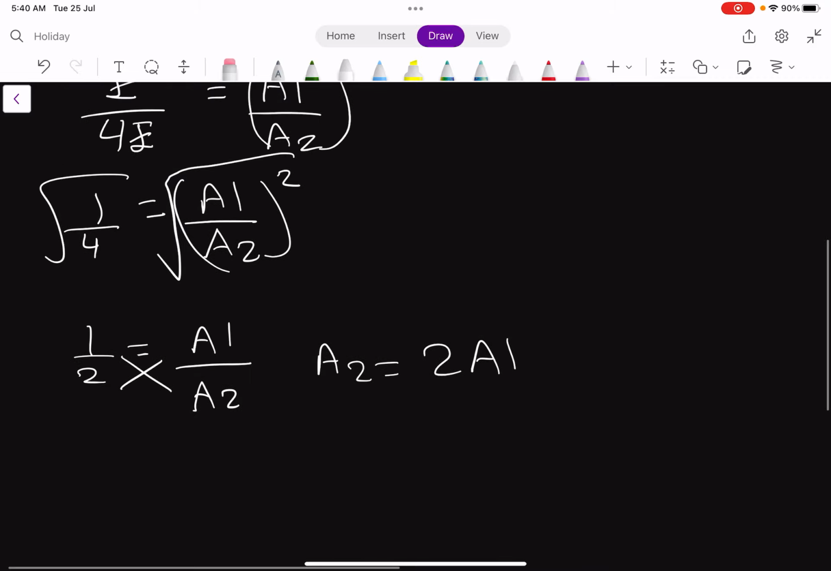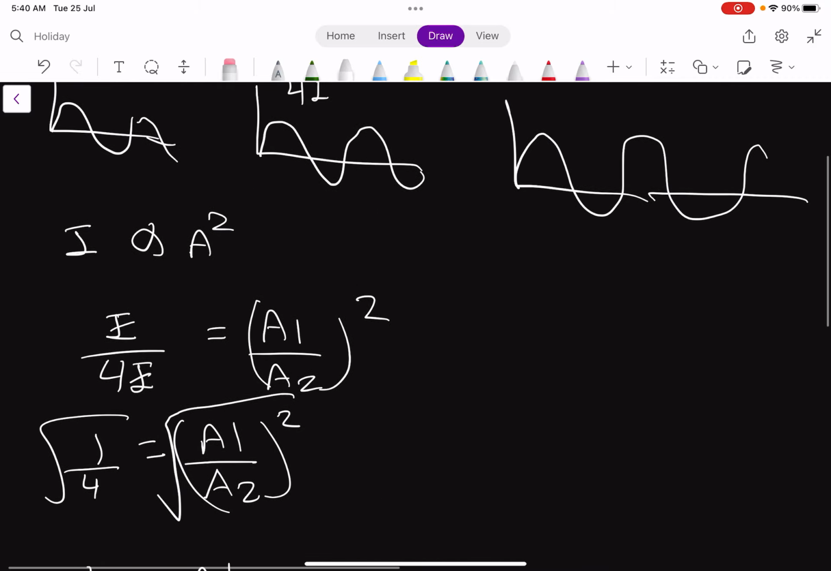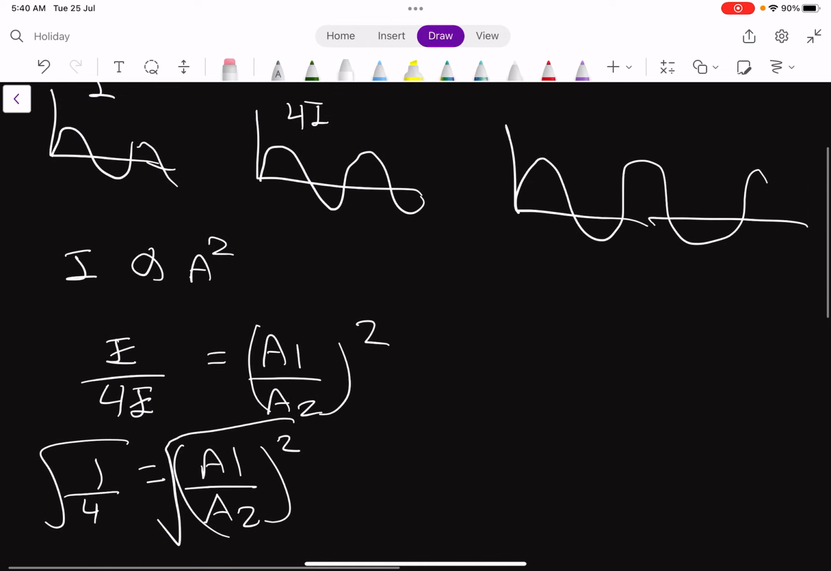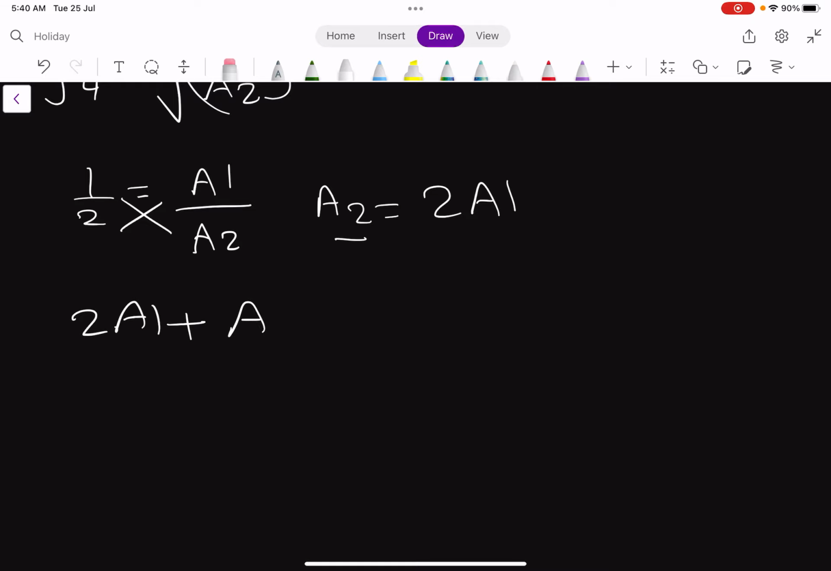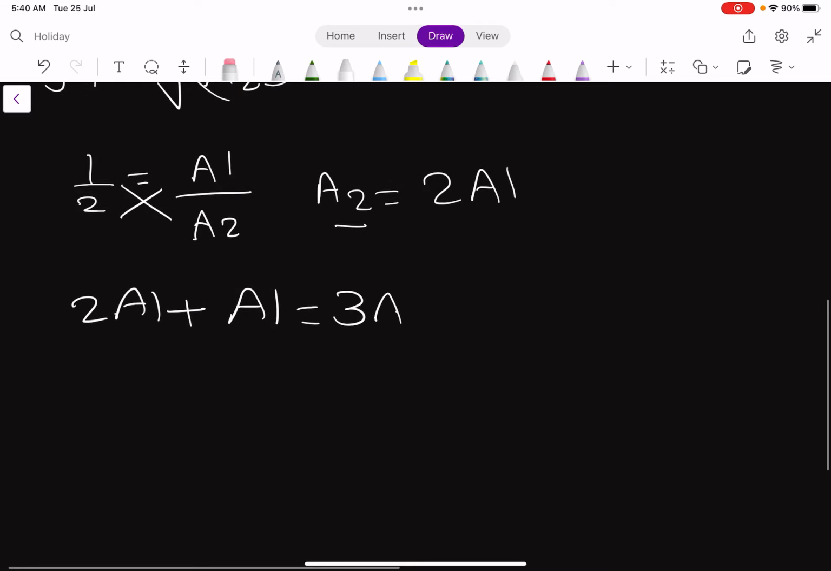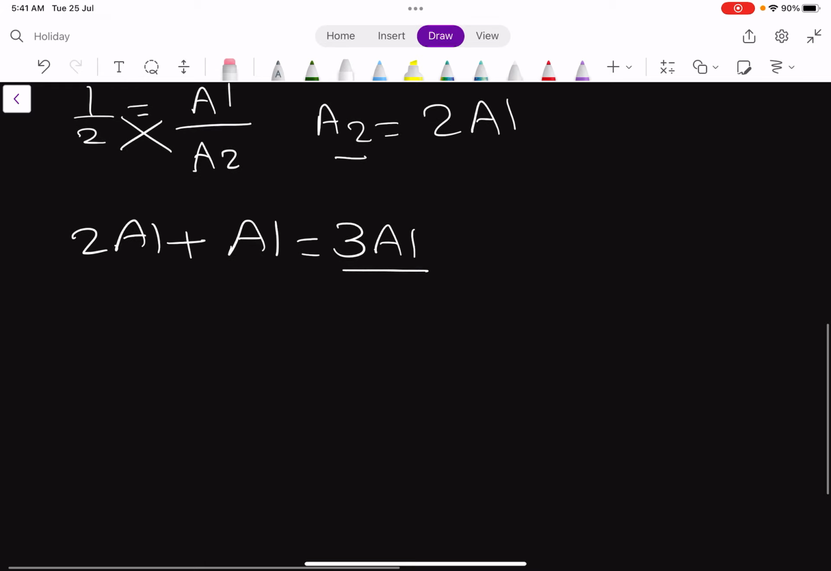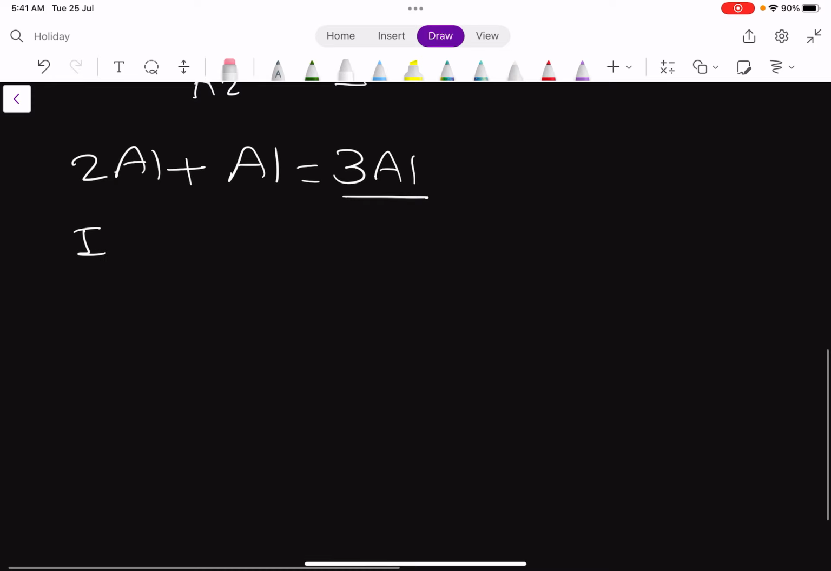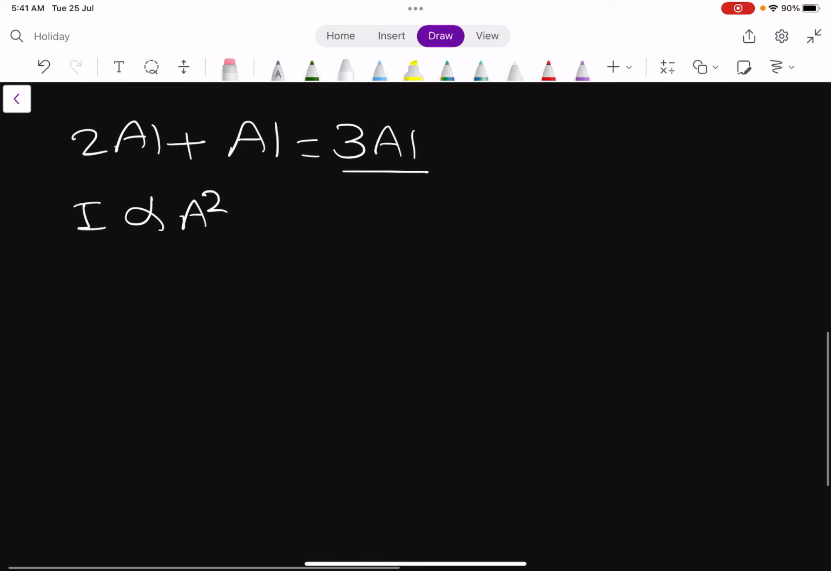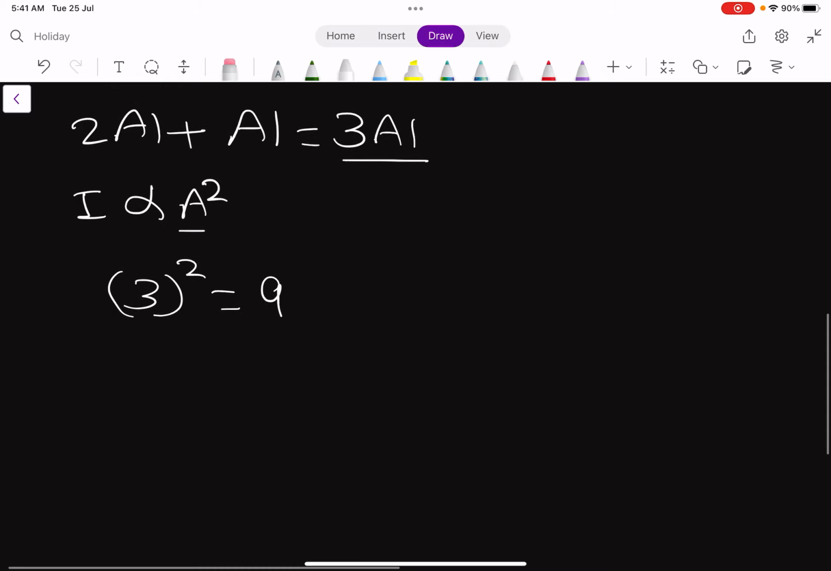Okay guys, so now when the two waves superpose, from the definition of superposition, you should know that we add their amplitudes. Okay, so 2A1, which is A2, the amplitude of the second wave, plus A1 equals 3A1. Okay, this is the resultant amplitude, but they are not asking about the resultant amplitude, they are asking about the resultant intensity, guys. Okay, so we know that intensity is proportional to amplitude squared, so we can just replace A by 3, so 3 squared is actually 9, so the resultant intensity will be equal to 9I. This is the answer for this part, guys.